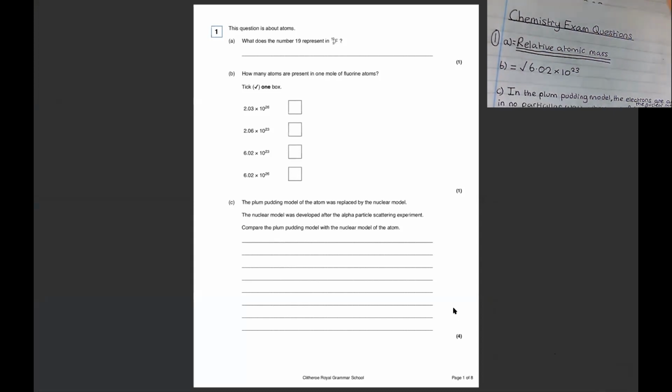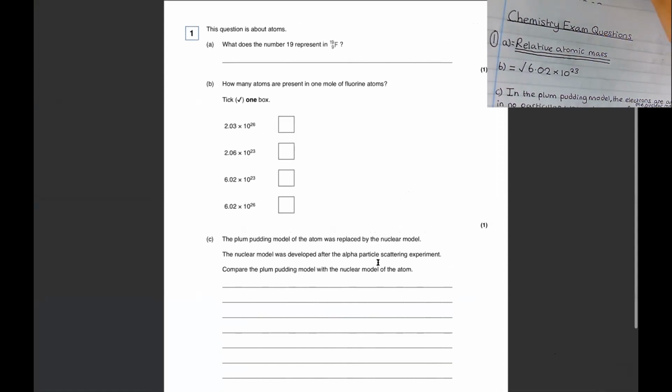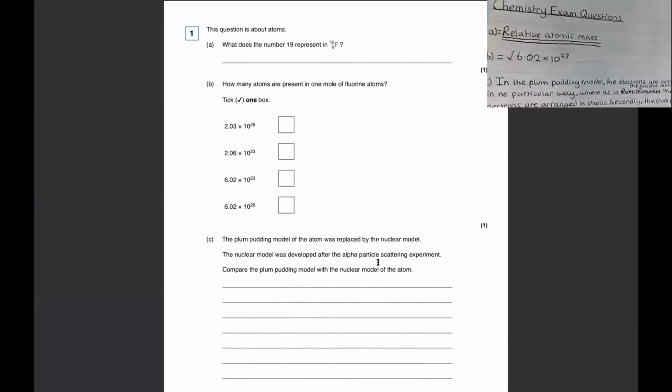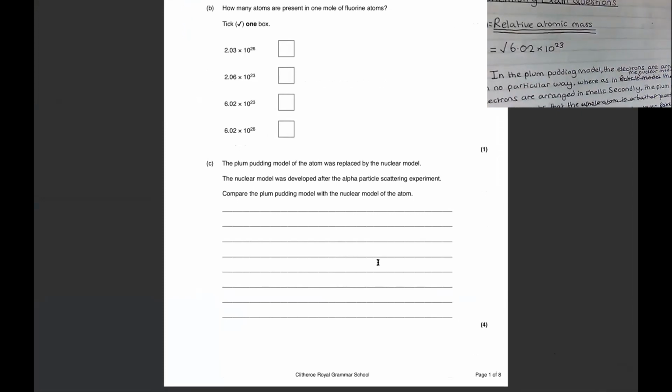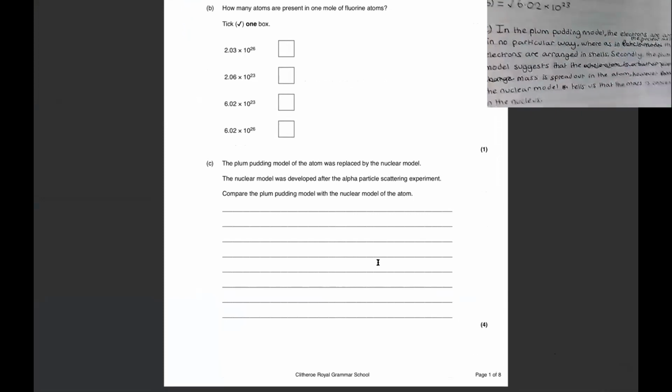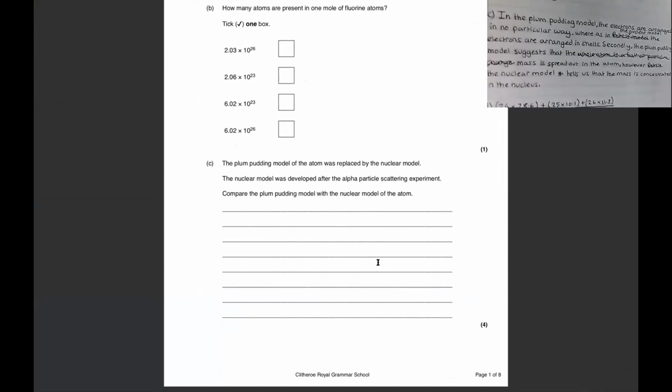All right. So the plum pudding was replaced by the nuclear model. The nuclear model is with alpha particle. Compare the plum pudding model with the nuclear model of the atom. Okay. So you said in the plum pudding model, the electrons are arranged in no particular way, whereas in the nuclear model the electrons are arranged in shells. Second, the plum pudding model suggests that the mass is spread out in the atom. However, the nuclear model tells us the mass is concentrated in the nucleus.